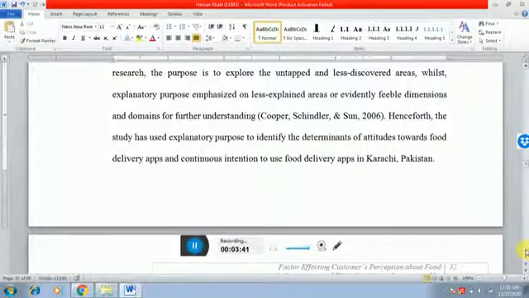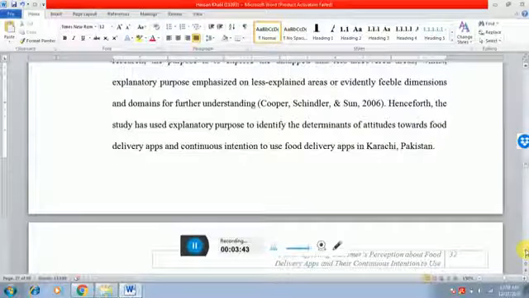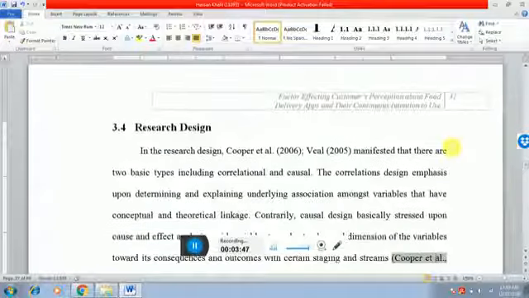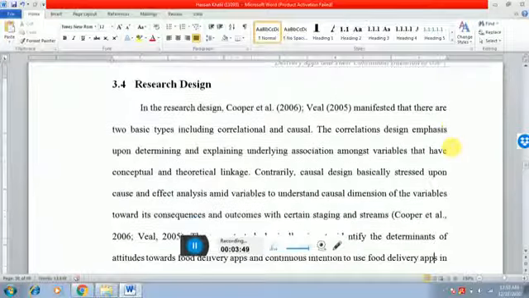After this, make sure that you use citations in writing this, so you can use any research methodology book from where you can get these types of definitions, and then you can cite that particular book. Then research design. So basically research designs are of four types. One is descriptive, experimental, causal, and correlation.